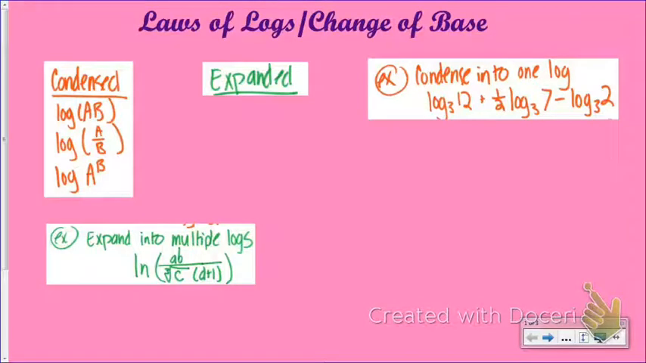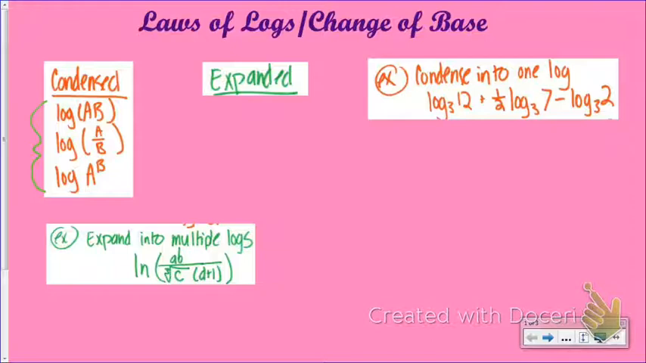Alright guys, now that we've learned what a log is, we're going to look at some different things we can do with logs. The first thing we're going to look at is a condensed log versus the expanded log. What I have over here on the left are three different versions of a log condensed, with the argument condensed. Remember, the argument is what's inside the parentheses there. If I want, I can take all of these condensed logs and rewrite them in an expanded version.